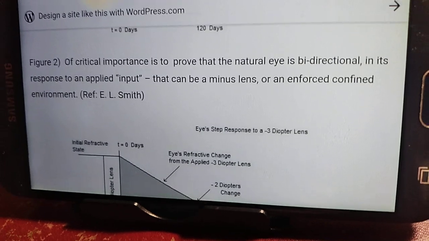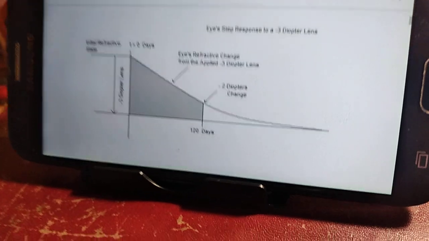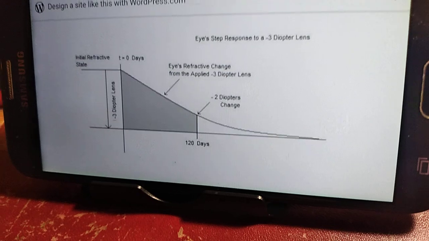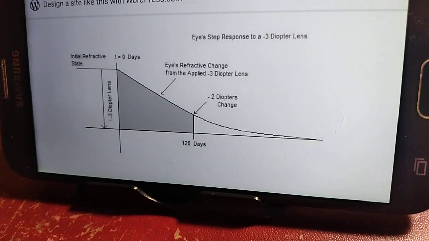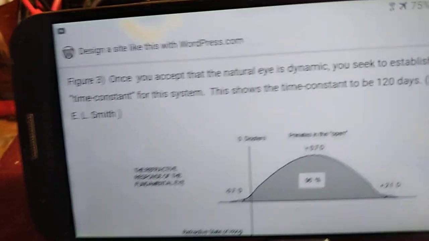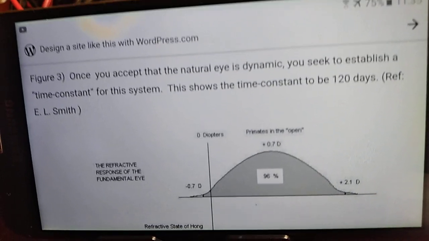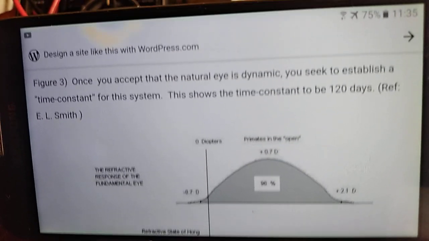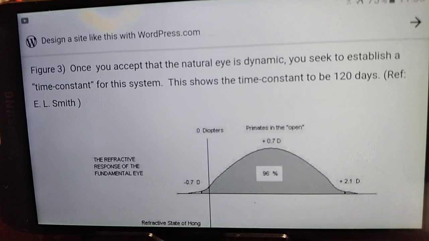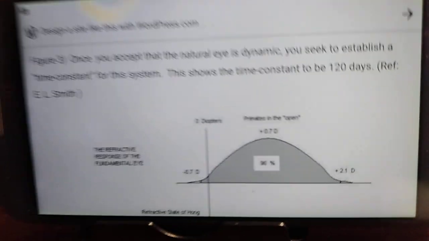Okay, that's a bidirectional control system and the data from E.L. Smith. And here's another profile of the normal eye responding to a minus lens. This one. The natural eye is dynamic, and the engineering term is time constant. All normal eyes have a time constant. 120 days. Primates, again.